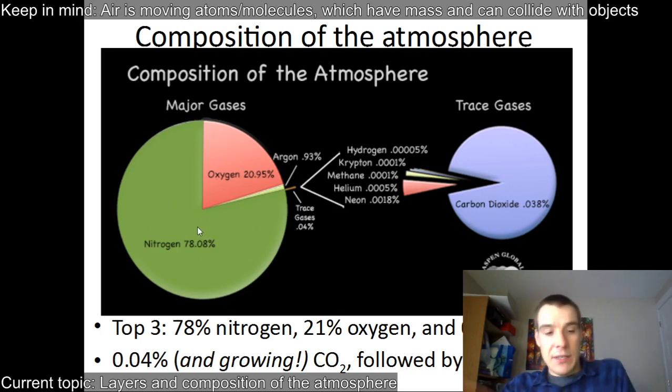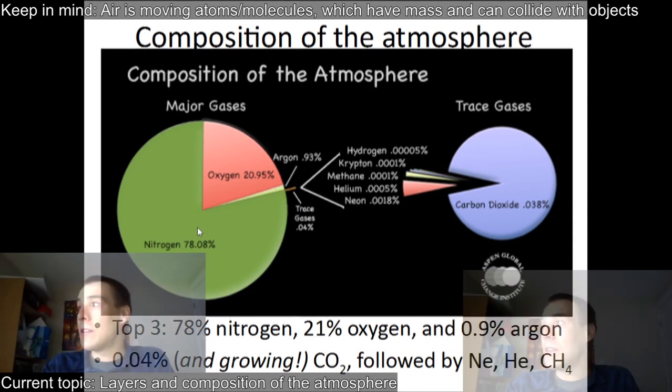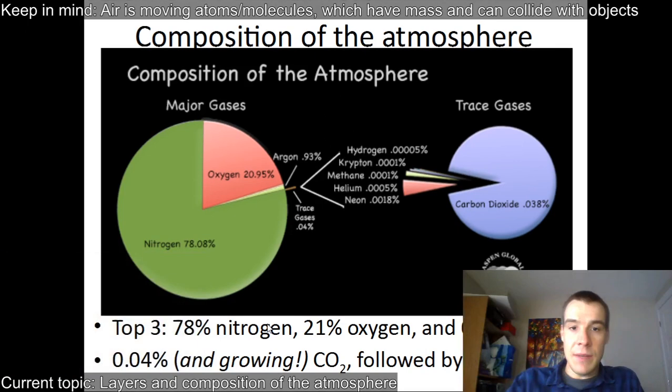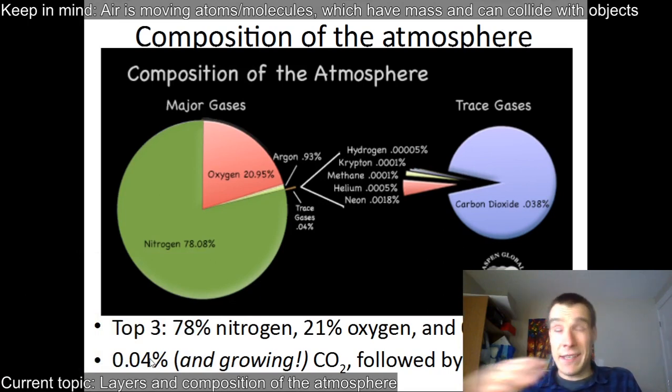Then the third one actually surprises lots of people. It's argon. Argon, a noble gas. It's about 1%, very close to 1% of the atmosphere. So that's number 3 is argon, and number 4 is CO2. The CO2 right now is at 0.0417%, and it's growing day by day.